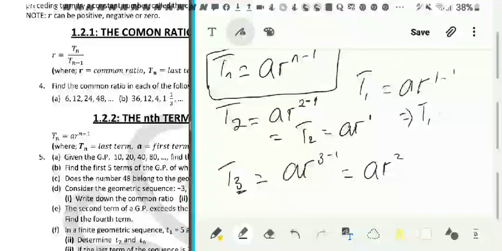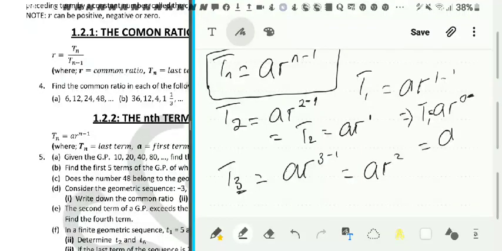T1 equals ar raised to the power of 0, which is equal to a, because anything raised to the power of 0 is 1. So we're having a times 1 here. So you see that in this case the power of r is 1 less than the term. Because we have 0 here, we have 1 here. So the off by 1 behavior follows for both the arithmetic and the geometric progression.